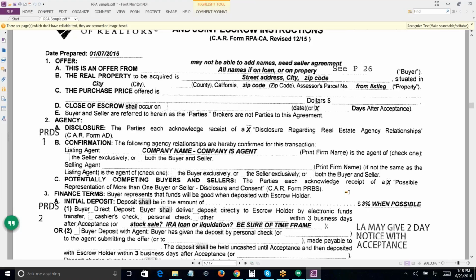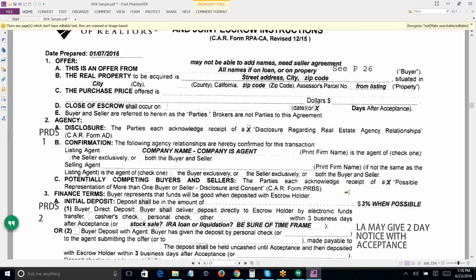California Civil Code says if you mess up agency confirmation, they can cancel the contract. You understand? This isn't a minor thing. If you mess up confirmation of agency, they can just cancel the contract. Either party can cancel the contract. You don't want to mess this up, right?